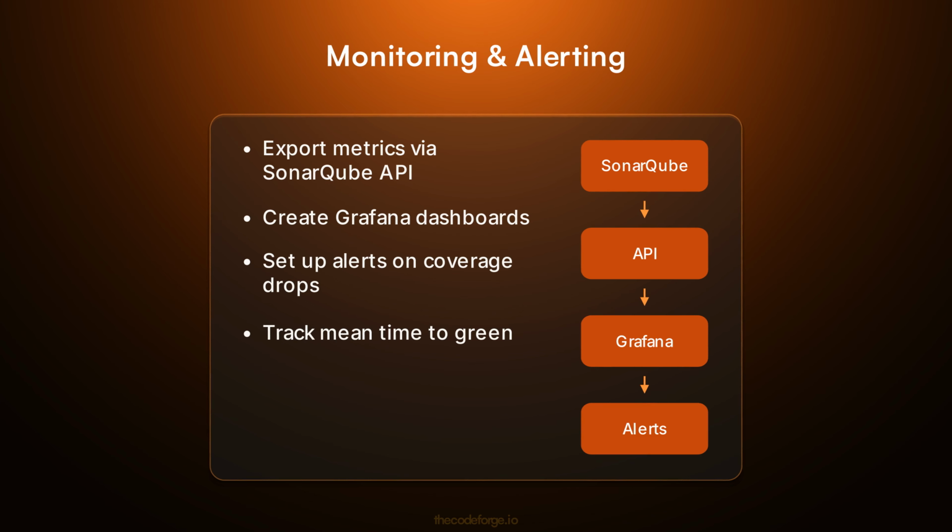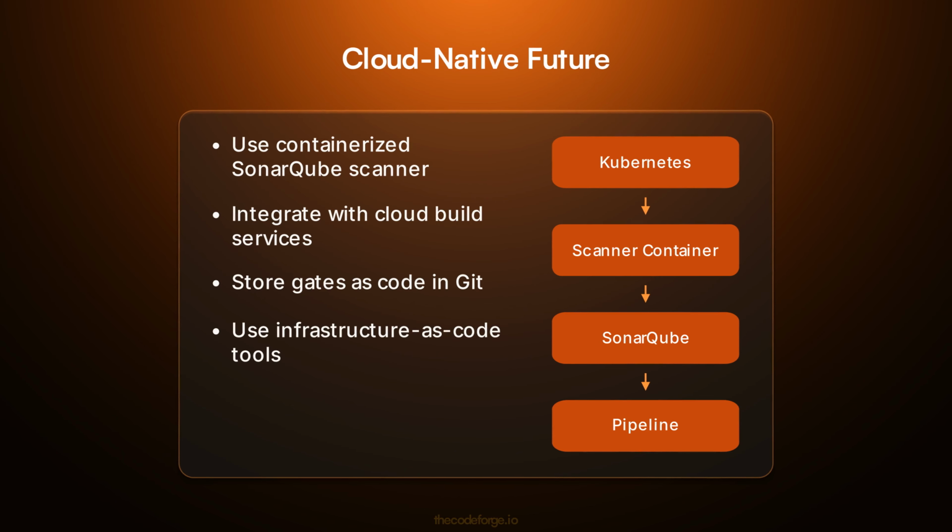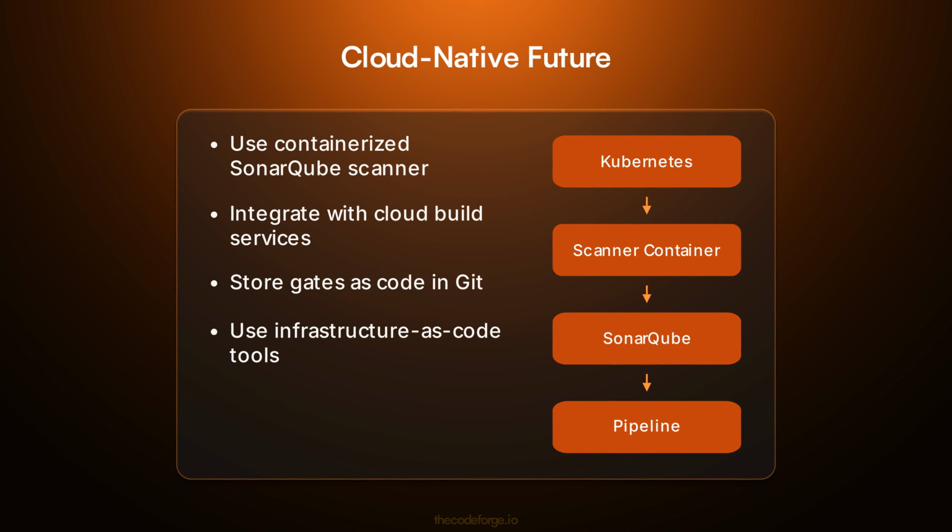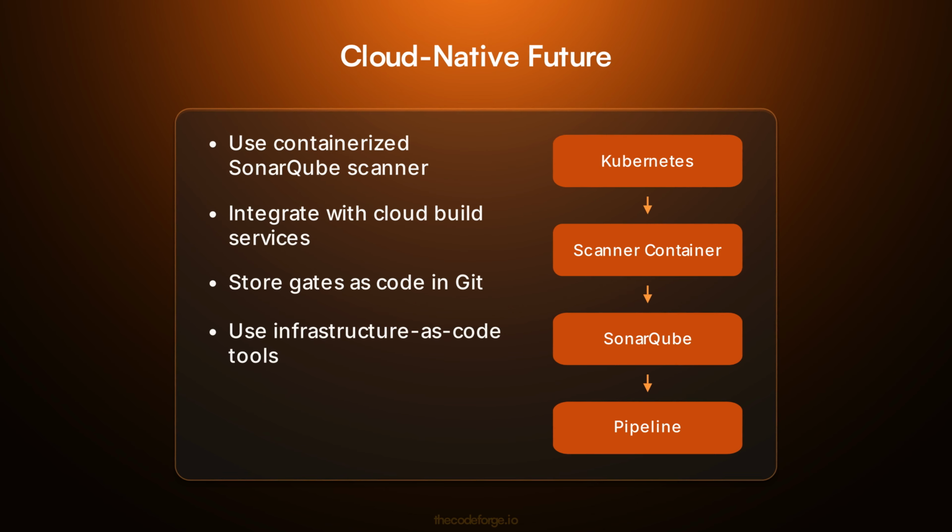Export data via the SonarQube API to create Grafana dashboards and set up alerts when coverage drops or bug counts spike. In cloud-native environments, run the SonarQube scanner in a container for consistency, integrate with cloud build services, and store quality gates and profiles in Git using infrastructure as code tools like Terraform.